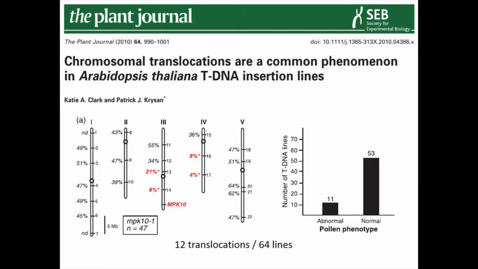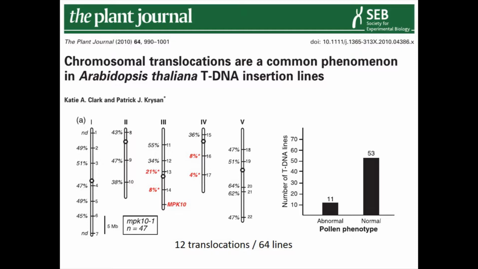And Katie Clark and Patrick Chryson looked at this in 64 different lines and actually found 12 translocation events. They did this by classic genetic mapping techniques, showing that the recombination frequencies between markers differed from what they expected by chance, and that these were indicative of translocation.